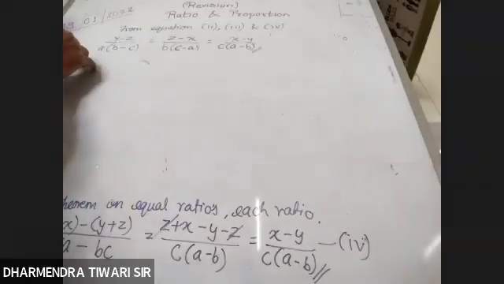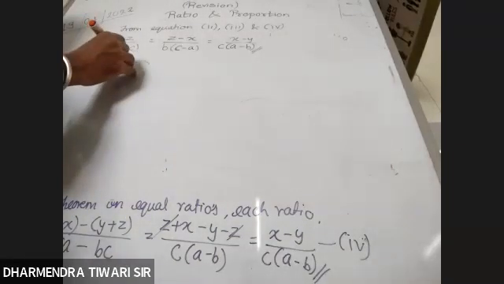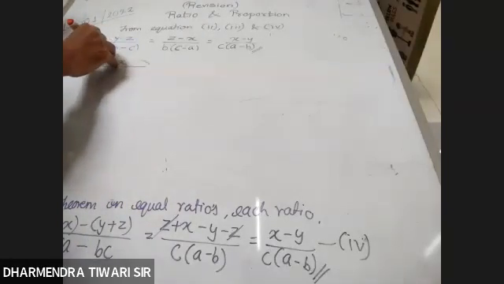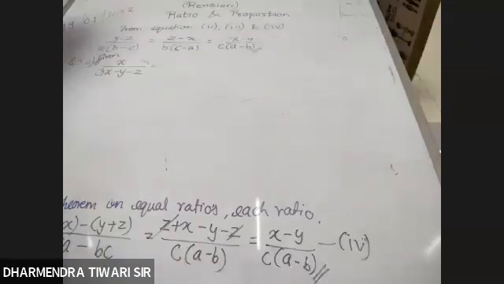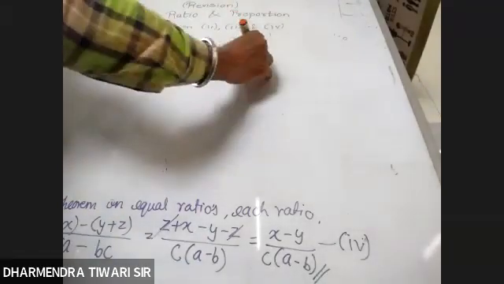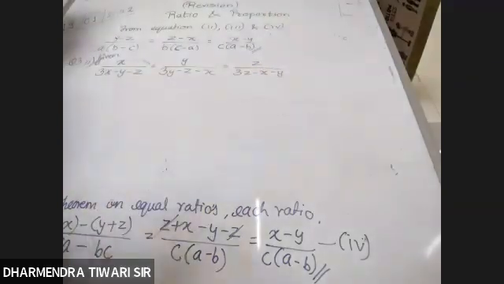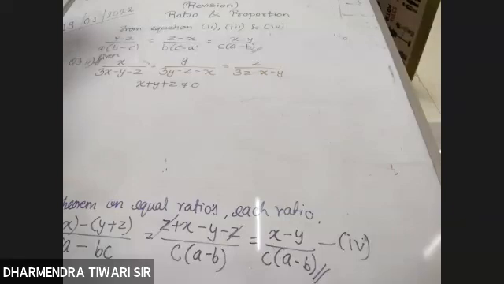So question number two, part two. What have they given? x upon 3x minus y minus z is equal to y upon 3y minus z minus x, which is the same as z upon 3z minus x minus y, with the condition x plus y plus z not equal to zero.